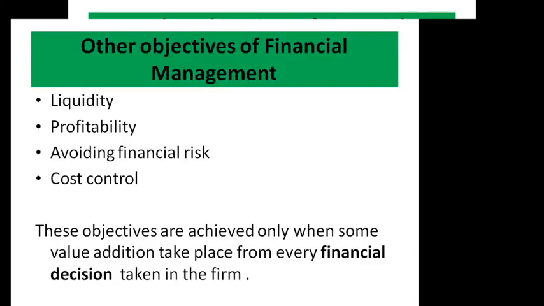Now the related objectives of financial management are to maintain liquidity in the business firm. As we already discussed, liquidity is the ability to pay current liabilities of the business firm. Profitability is the ability to earn profit or return for the business organization. Avoiding financial risk. This also we have discussed, that if the capital structure is appropriate to the business organization, then they can avoid financial risk or they can manage financial risk.